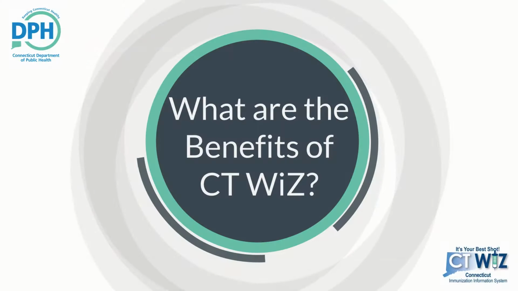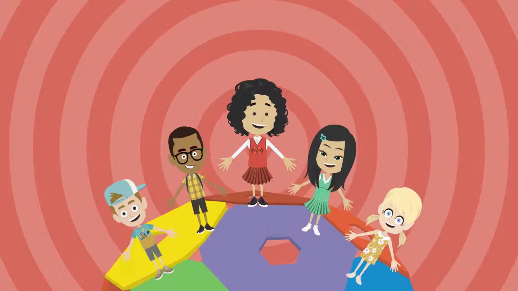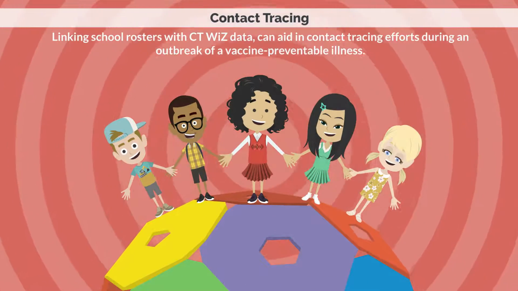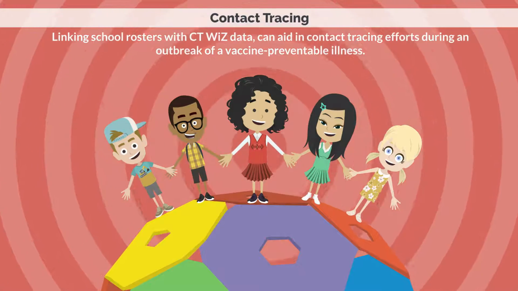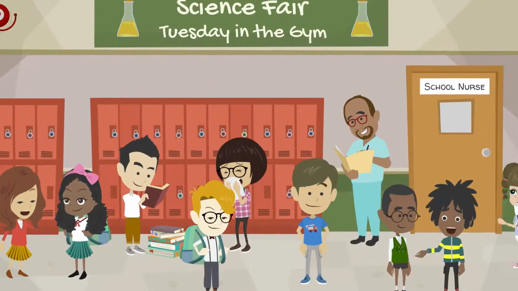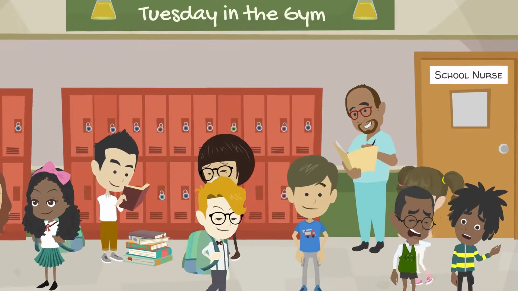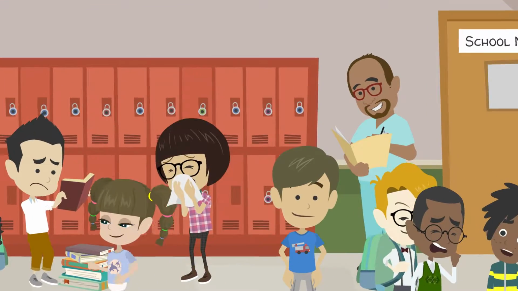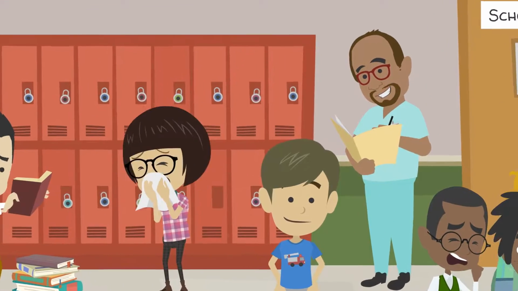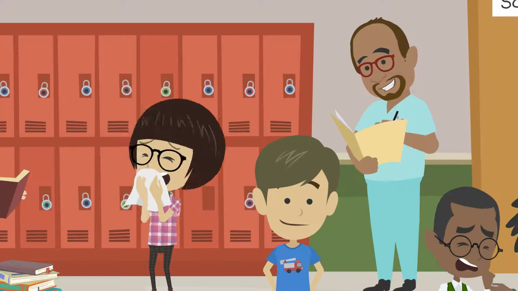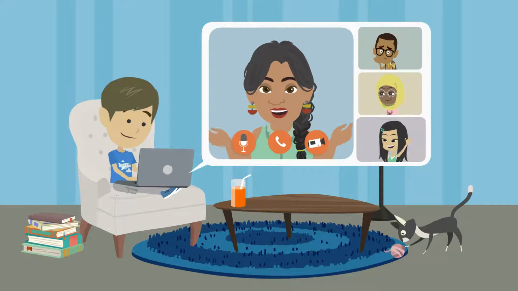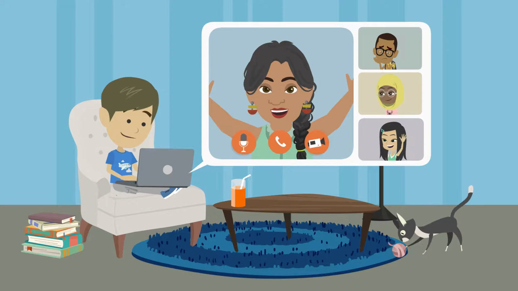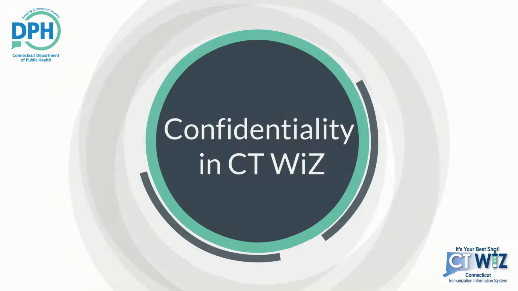What are the benefits of Ct Wiz? For school nurses, linking school rosters with Ct Wiz data can aid in contact tracing efforts during an outbreak of a vaccine-preventable illness. For example, you may use Ct Wiz immunization reporting if you need to determine a listing of those students in your school who are not fully vaccinated against a reported illness, such as COVID-19. This will help you more accurately determine who is most vulnerable and needs to be quarantined during a potential COVID-19 exposure situation.